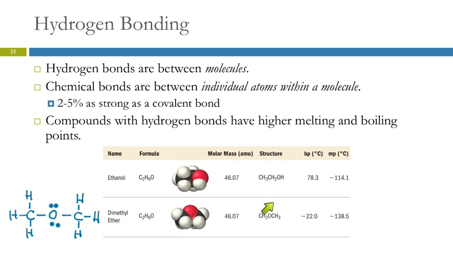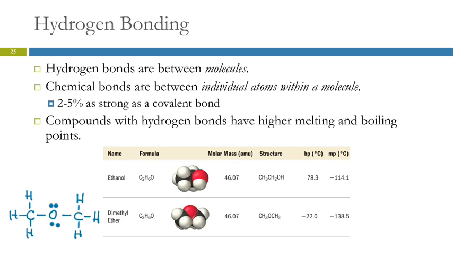Same molar masses, and look at the boiling point. Ethanol boils at positive 78 degrees Celsius. Dimethyl ether boils at negative 22 degrees Celsius. That's a huge difference. The difference between these two really is just the presence of hydrogen bonding. Hydrogen bonding holds the ethanol molecules more tightly together, and so in order for it to boil, you have to give it much higher thermal energy.